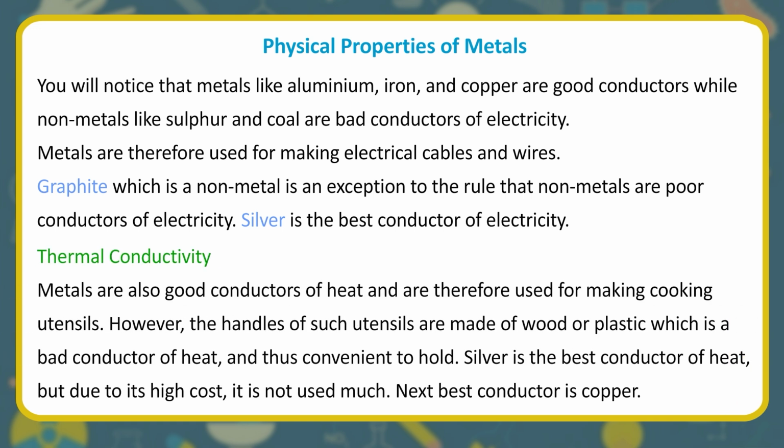Thermal conductivity. Metals are also good conductors of heat and are therefore used for making cooking utensils. However, the handles of such utensils are made of wood or plastic, which is a bad conductor of heat, and thus convenient to hold. Silver is the best conductor of heat, but due to its high cost, it is not used much. The next best conductor is copper.